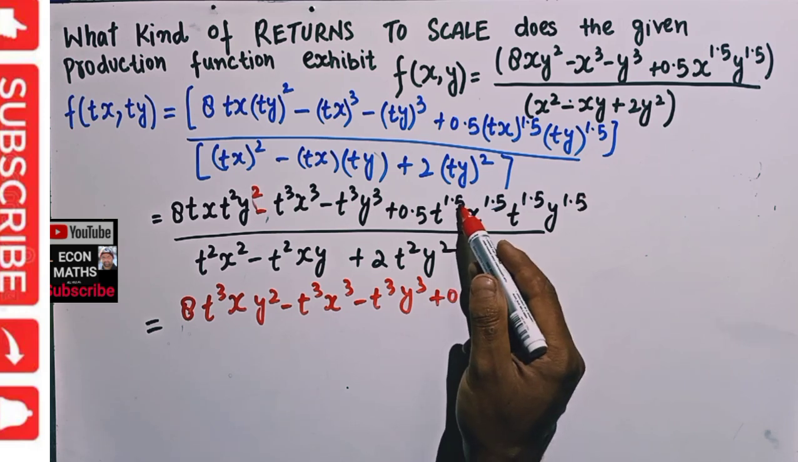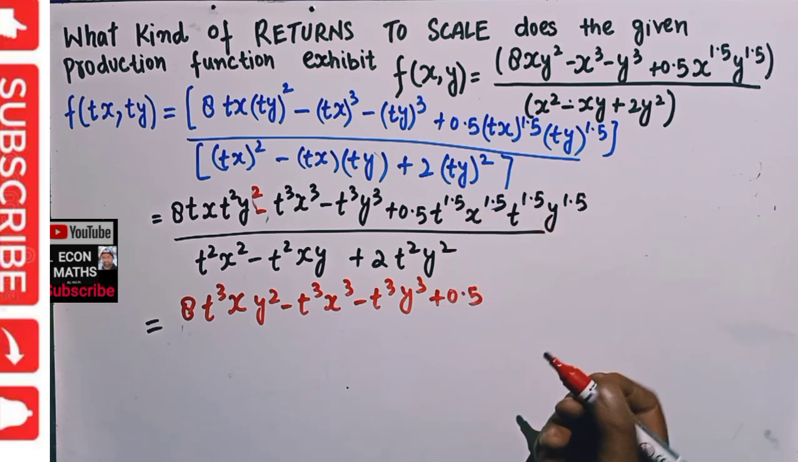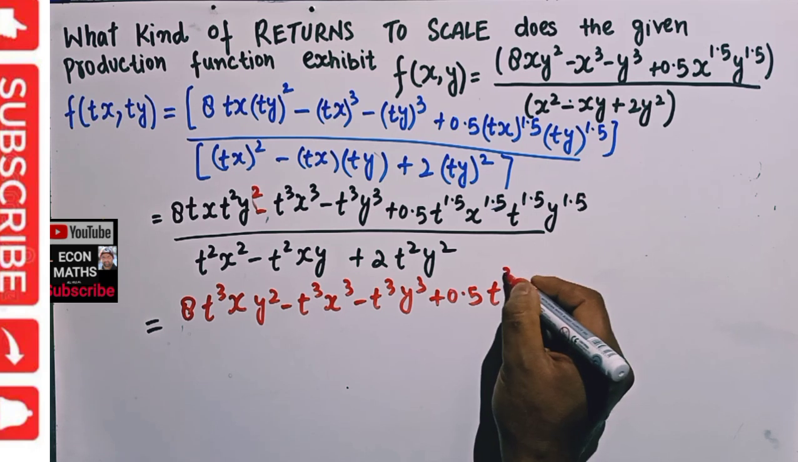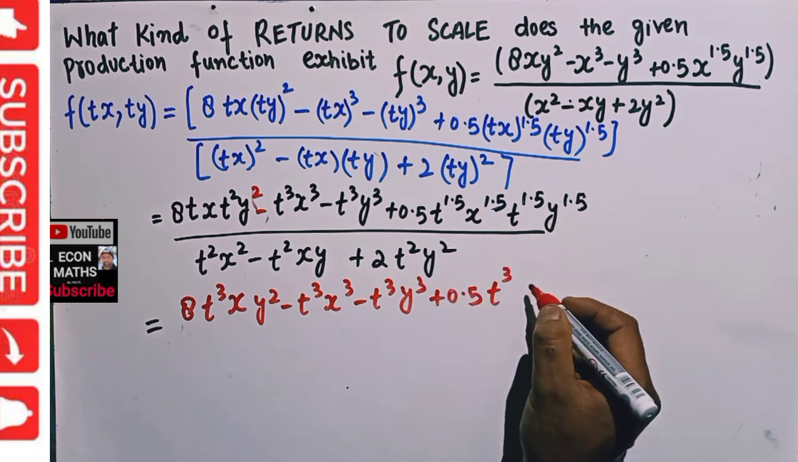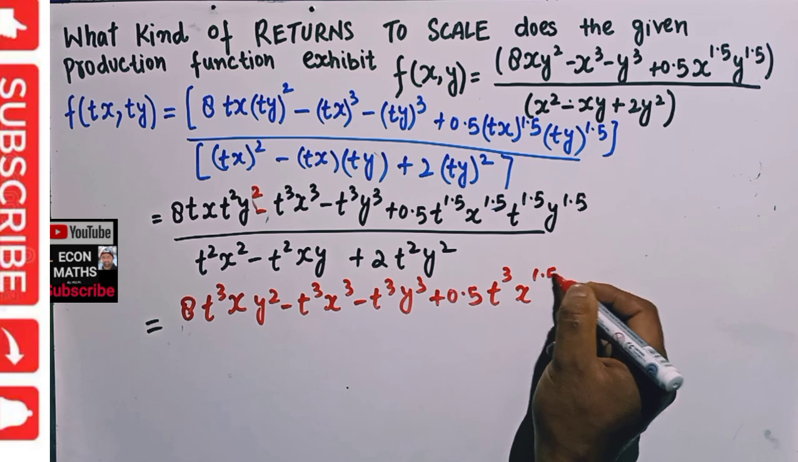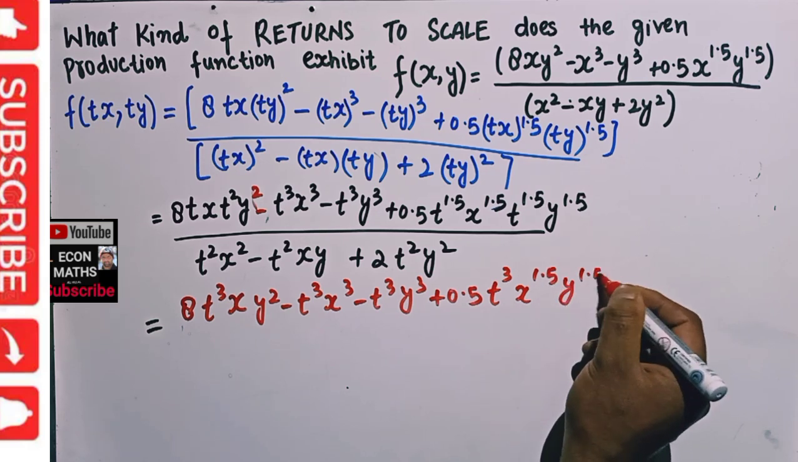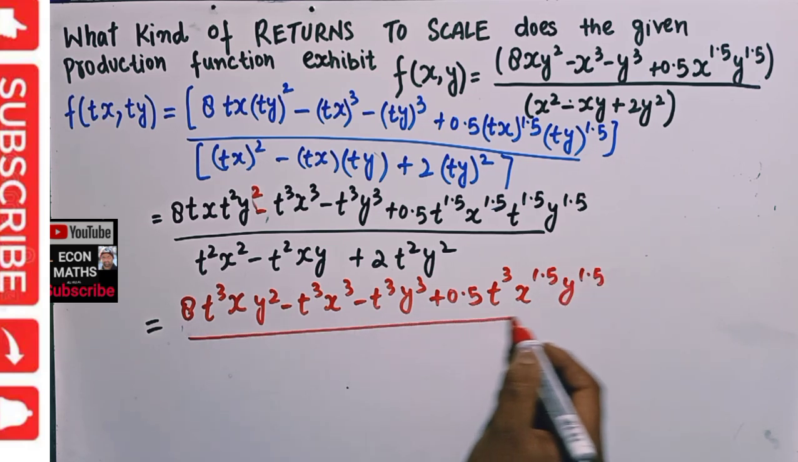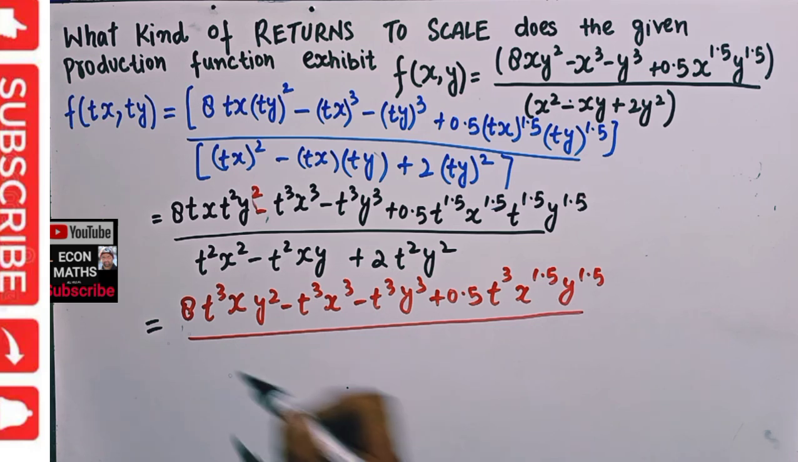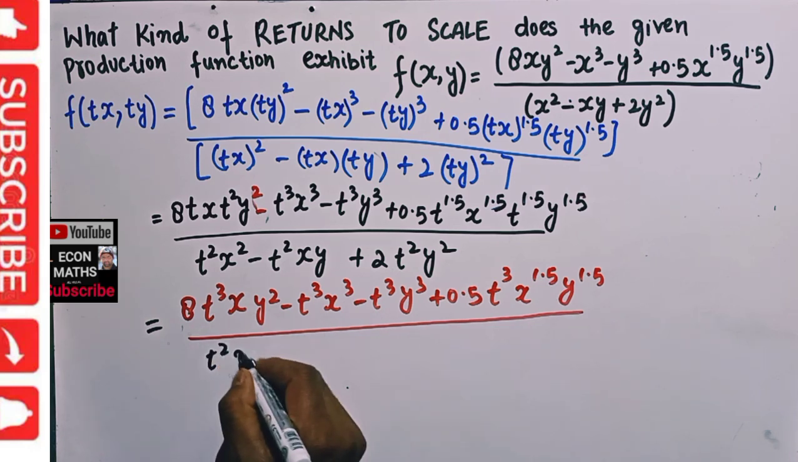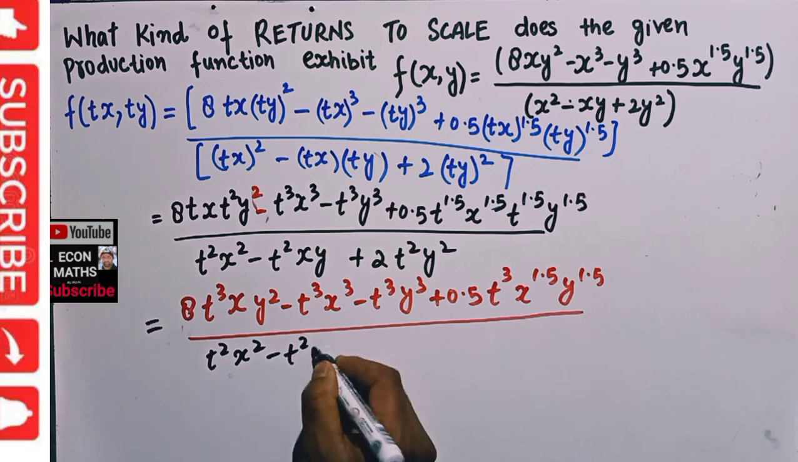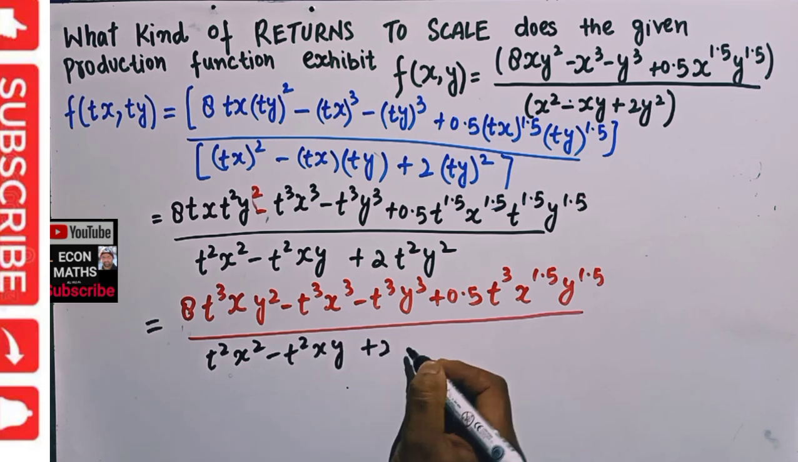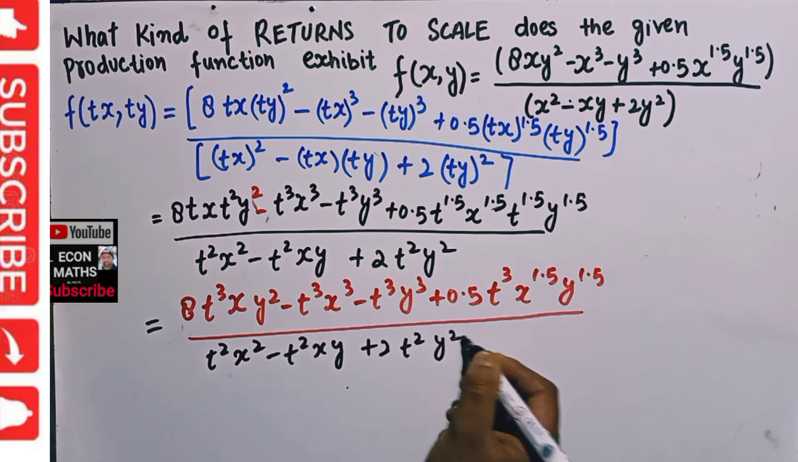So t raised power 1.5 times t raised power 1.5, again it is t cube. Okay, bases are same, we can add the exponents. Then we have x raised power 1.5, y raised power 1.5, divided by t square x square minus t square xy plus twice t square y square.